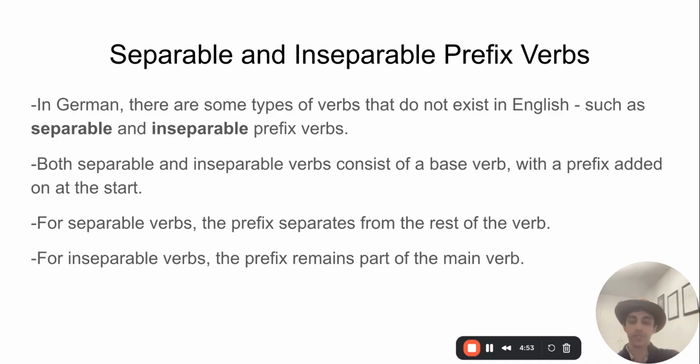For separable verbs, the prefix separates from the rest of the verb. That's why they're called separable verbs. Whereas for inseparable verbs, the prefix remains part of the main verb. So the prefix is effectively absorbed as part of the actual main verb. For inseparable verbs, it doesn't separate from that base verb, it becomes part of it. Yeah, and we'll see how this works in different examples and different tenses.